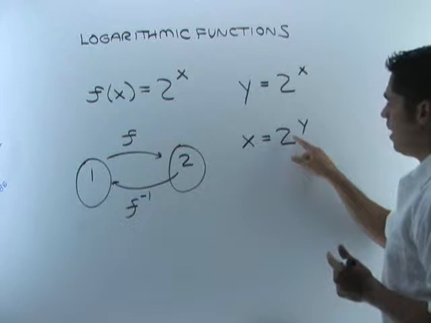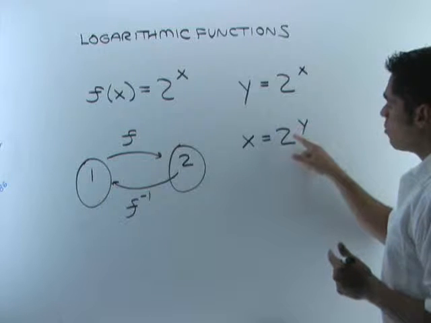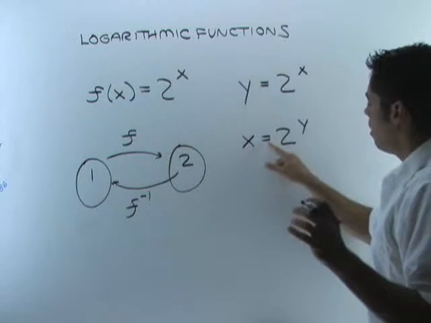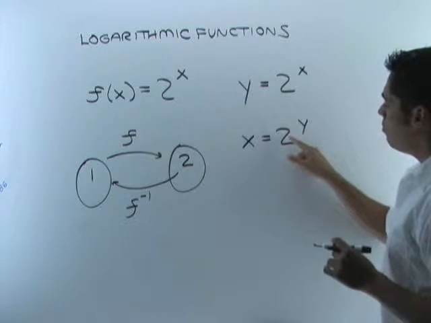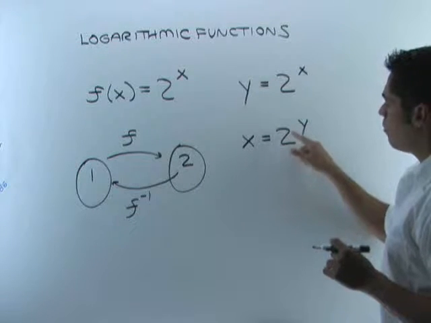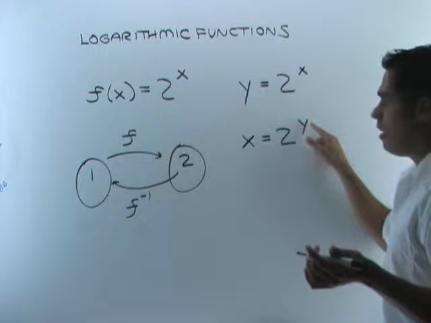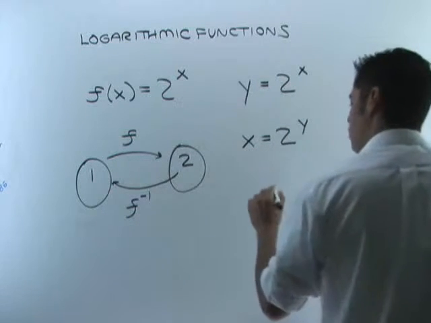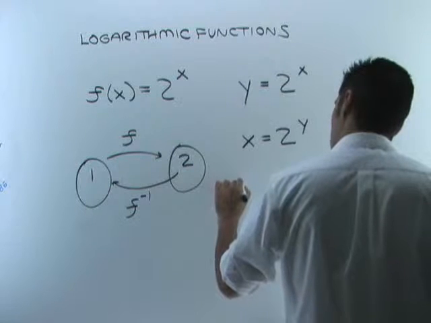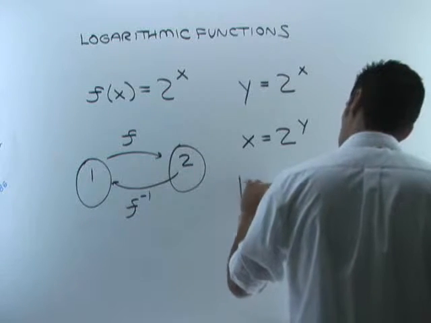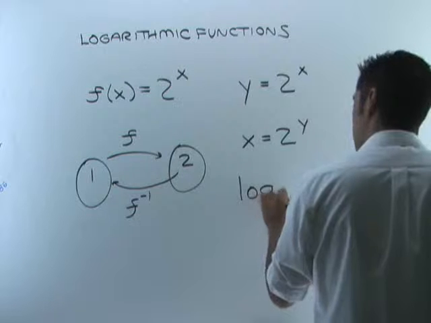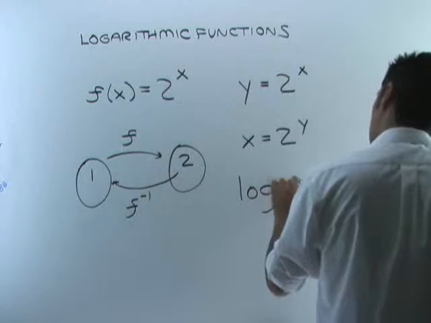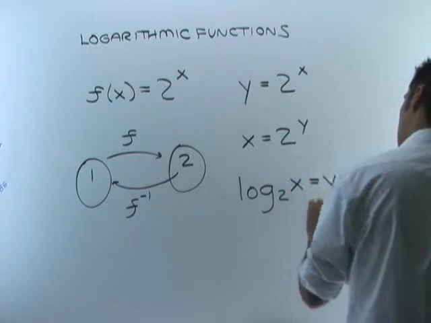Think about what this is saying. It's saying that x will be equal to whatever 2 is raised to here. So if you raise 2 to some power y, then that will give us x. So we're going to have this new notation. Here's the way we're going to write it. We're going to say log, then we're going to put 2 down here as a subscript, and then we're going to put x equals y.